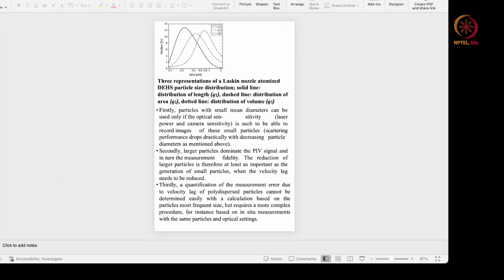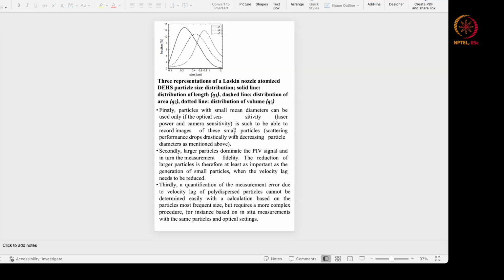Now, if you are dealing with polydispersed particles, this is even a little bit more complex because these are Laskin nozzle, you will see what that is. This is DHS particle distribution, okay, and these are distributions based on length, then on area and volume, so they are very different. So the particles with small diameters can only be used if the optical sensitivity is such that it is able to record the images of these small particles.